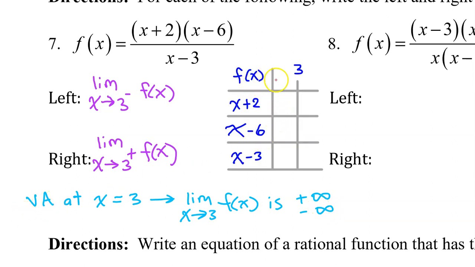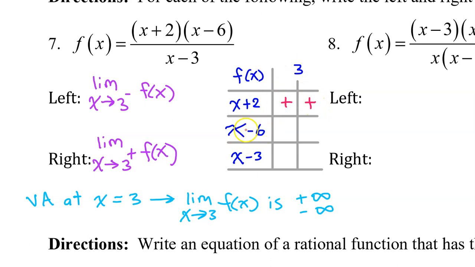We can figure out whether it's positive infinity or negative infinity on the left or the right by making a partial sign chart like this. We just need to figure out whether these factors are positive or negative near 3. So to figure out whether x plus 2 is positive or negative near 3, we can just plug in 3. If we plug in 3, we get 5. That's a positive number. So x plus 2 is going to be positive very close to 3 on the left and the right.